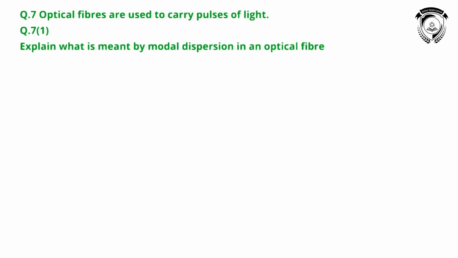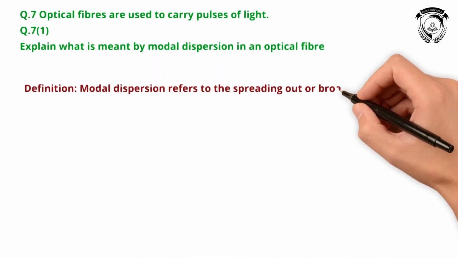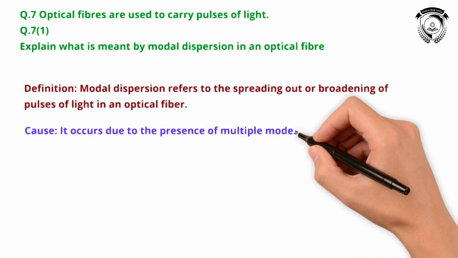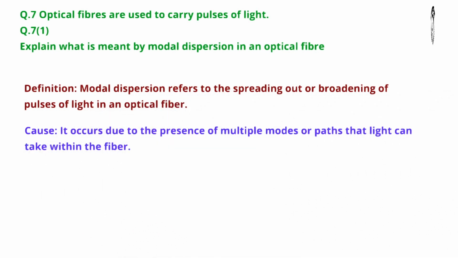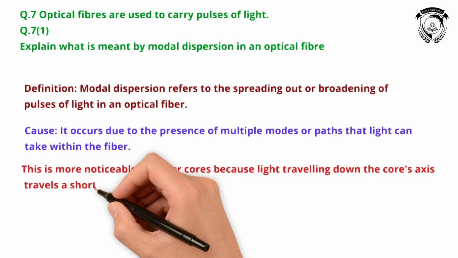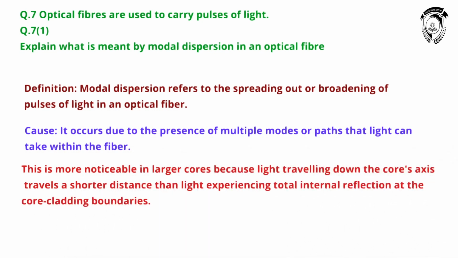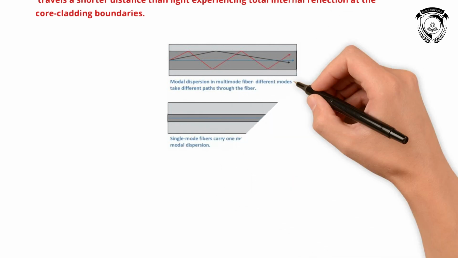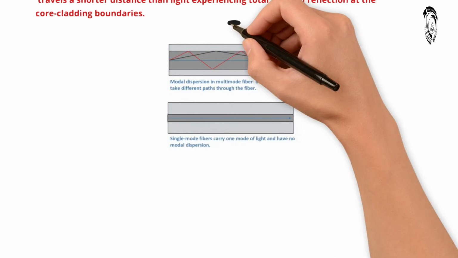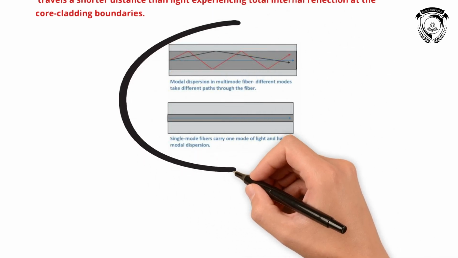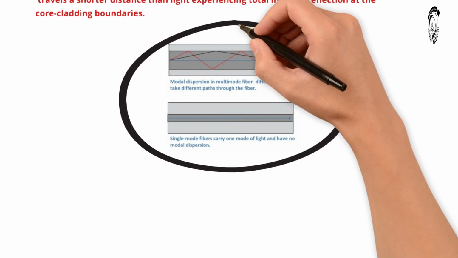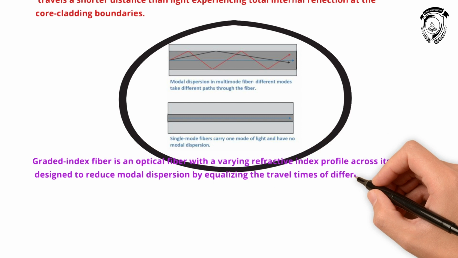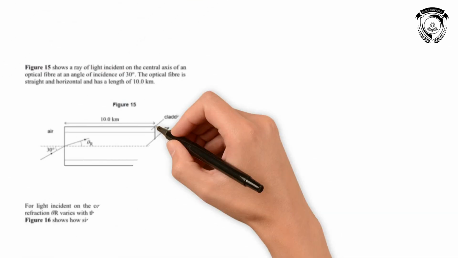Question 7. What is meant by modal dispersion? Modal dispersion is the spreading out of pulses of light in an optical fiber. And this happens due to the multi-modes or paths that light take within the fiber. And this is more noticeable in larger cores because light traveling down the core axis does travel a shorter distance compared to the light which is experiencing total internal reflection. As you can see in the diagram below, in the first diagram, modal dispersion is seen when the light takes different paths.